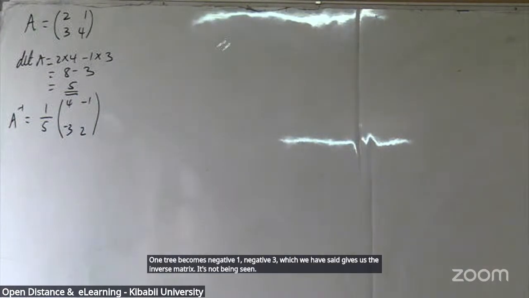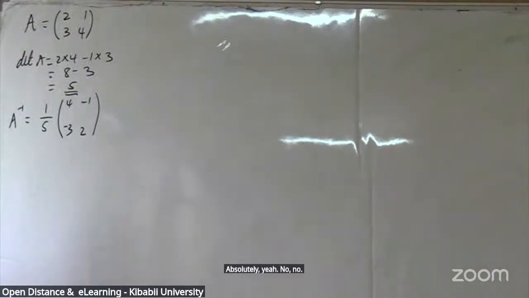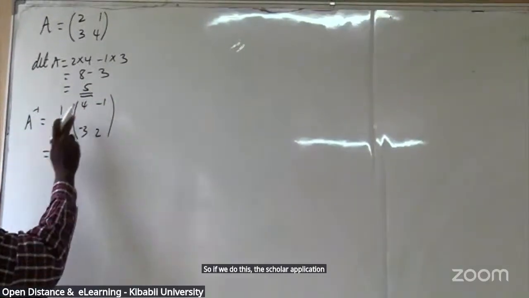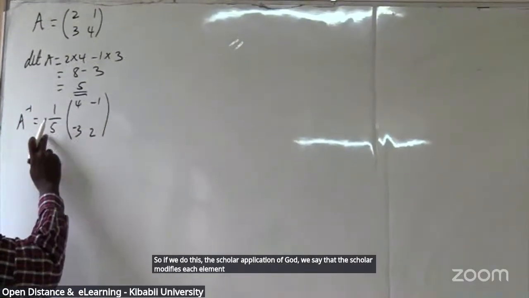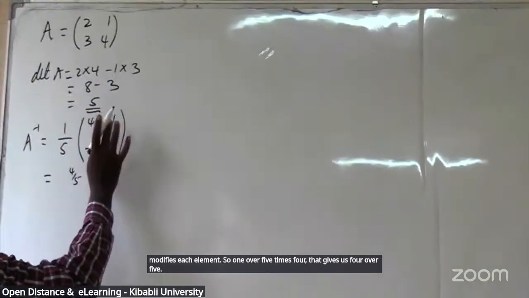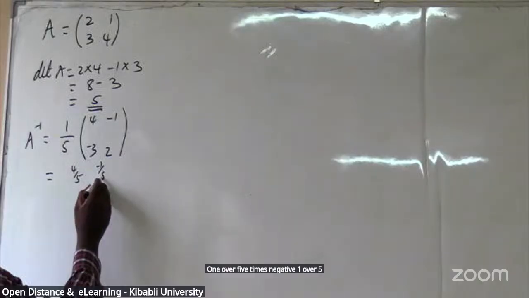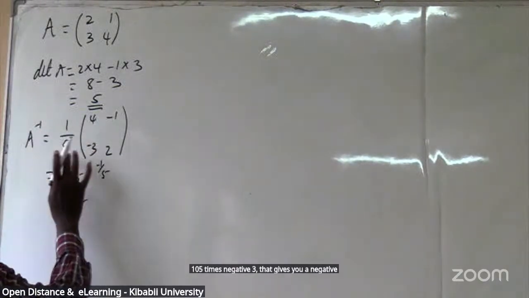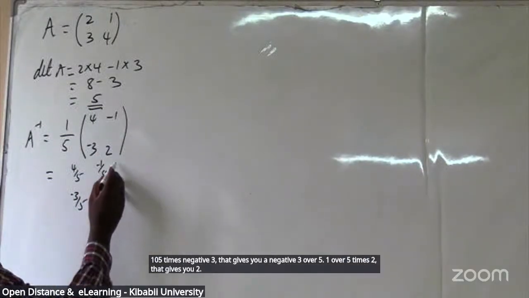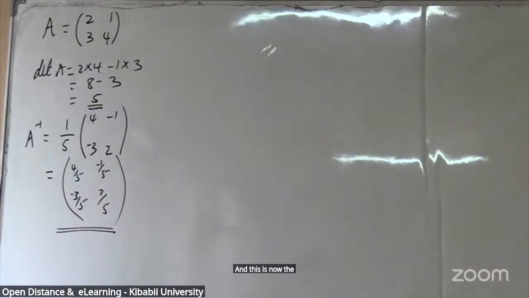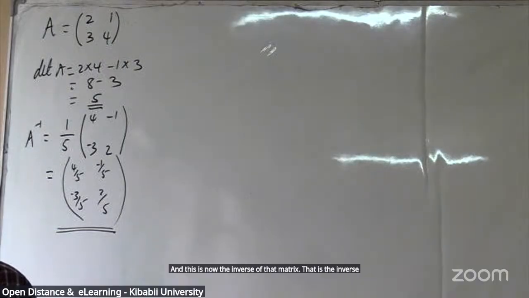Now, if we do the scalar multiplication, recall we said that the scalar multiplies each element. So 1/5 times 4 gives us 4/5. 1/5 times -1 gives us -1/5. 1/5 times -3 gives you -3/5. 1/5 times 2 gives you 2/5. And this is now the inverse of that matrix.